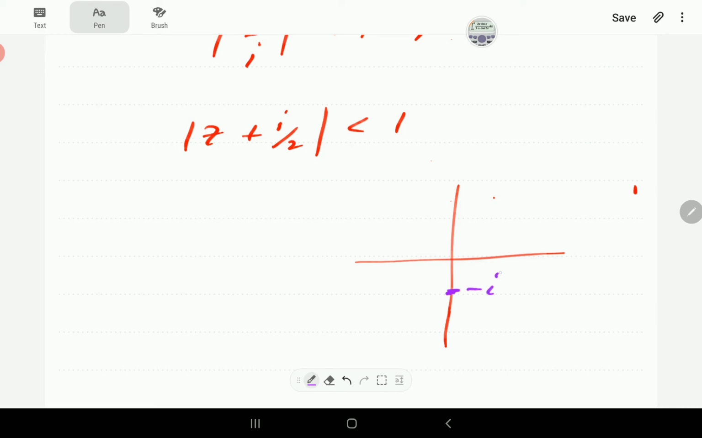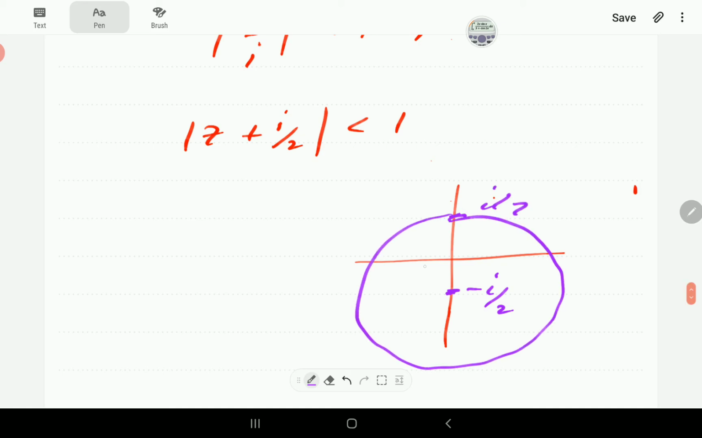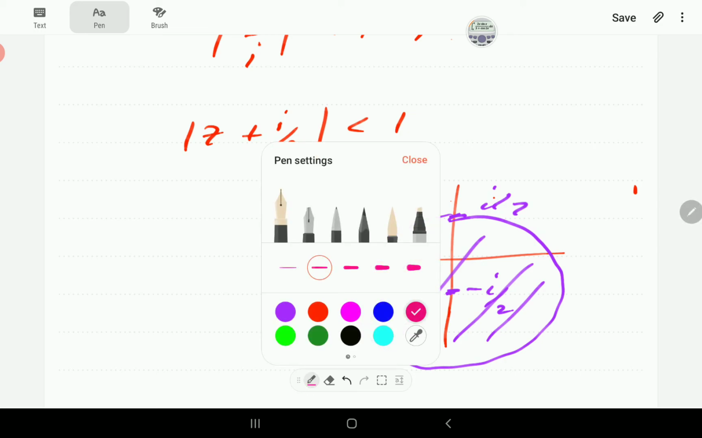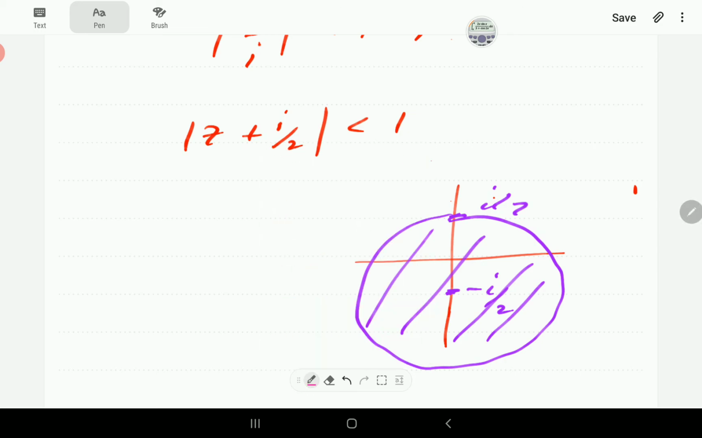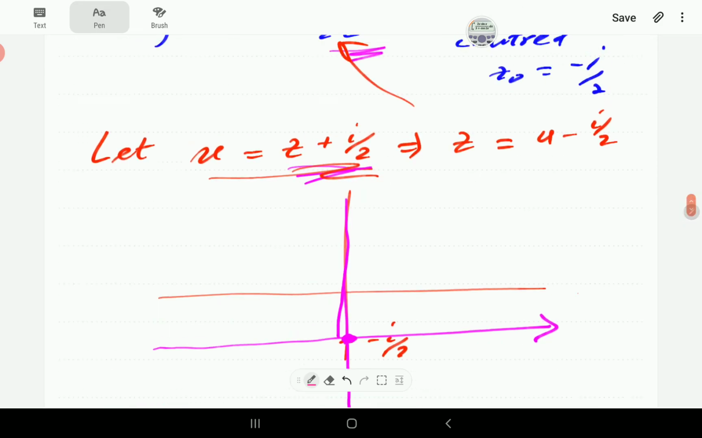So if this is negative i over 2, and that's i over 2, our disk is going to look something like this. So that's going to be our region of convergence. In terms of geometric considerations again, this series is centered at negative i on 2. The closest singularity is at i on 2. So that is in agreement as well.